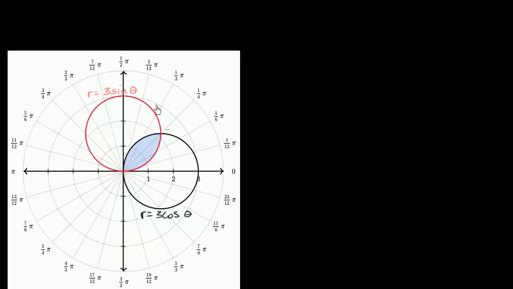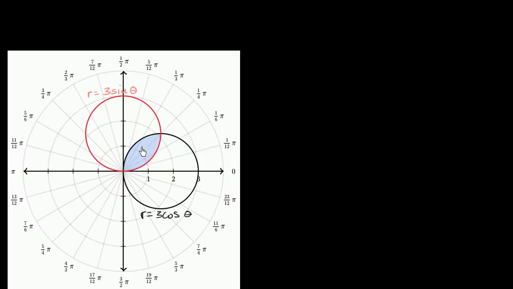We have two polar graphs here: r equals 3 sine theta and r equals 3 cosine theta. What we want to do is find this area shaded in blue. That's the overlap of these two circles. So I encourage you to pause the video and give it a go.